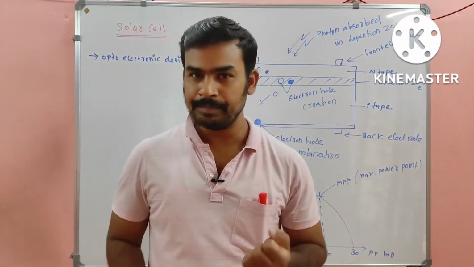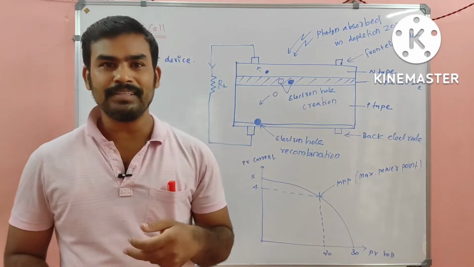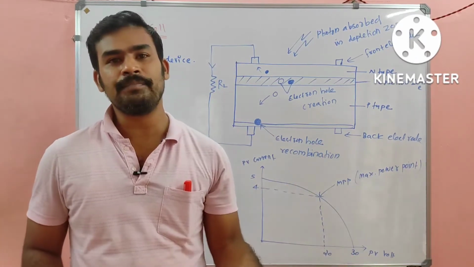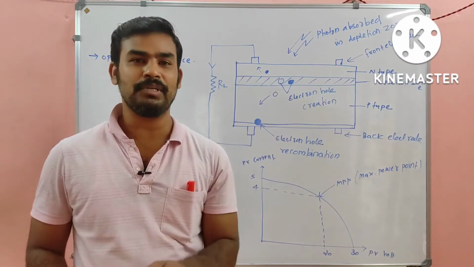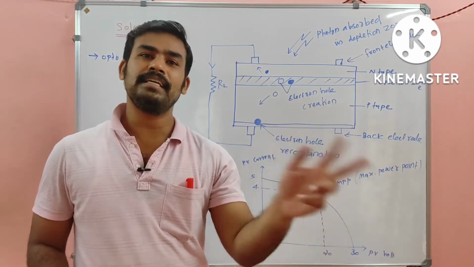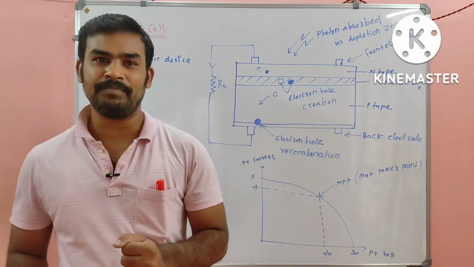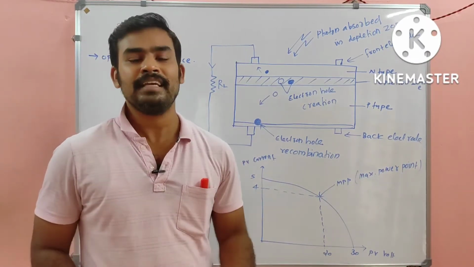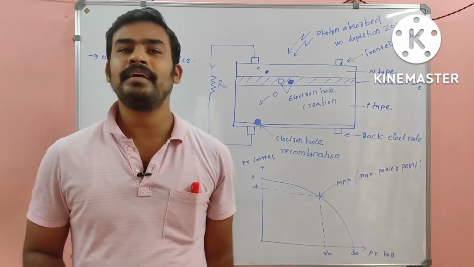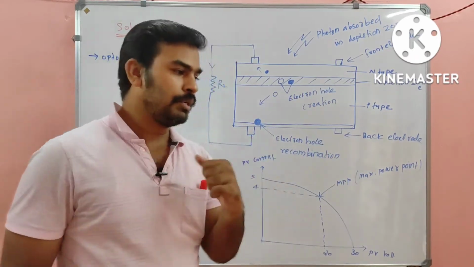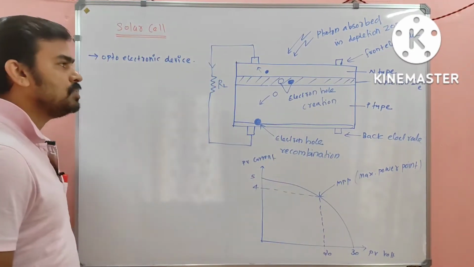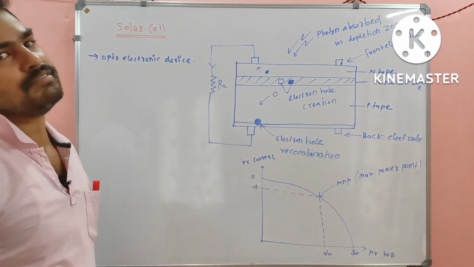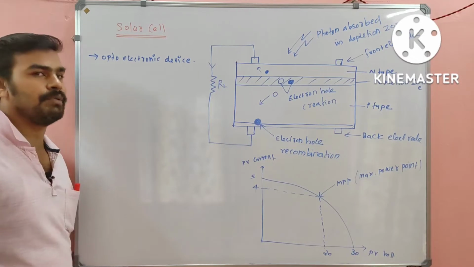For example, LED. LED is an optoelectronic device because it converts current, or electrical energy, to light energy. Photodiode is actually the reverse case: if you give light energy, it will convert it into electrical energy. Laser is also an optoelectronic device, because we give electrical energy and the output is in the form of light. So optoelectronic devices are those devices which convert light energy into electrical energy, or vice versa.